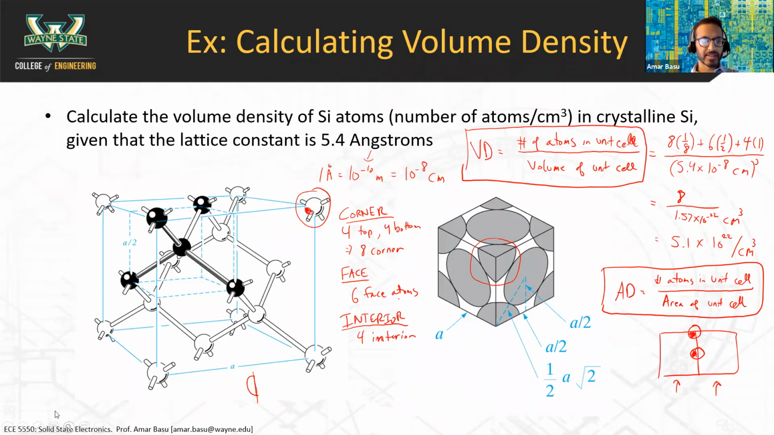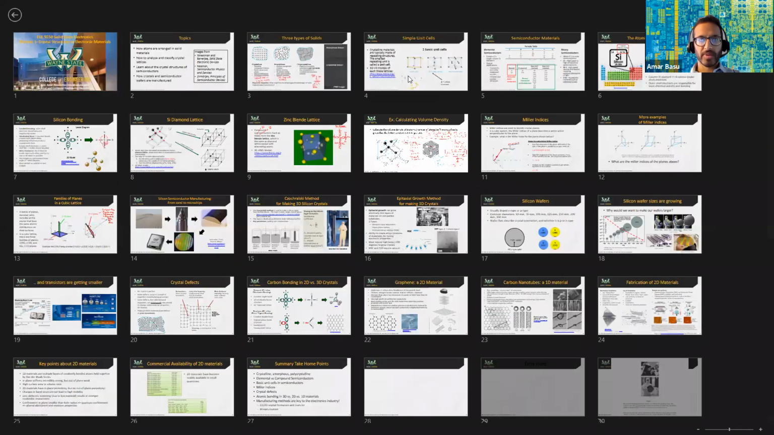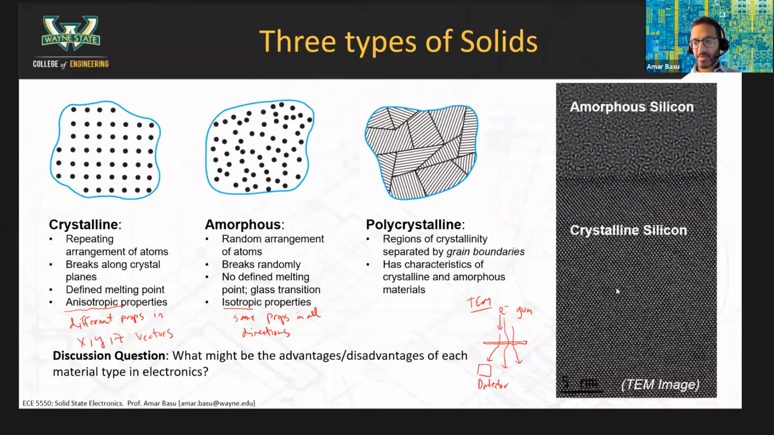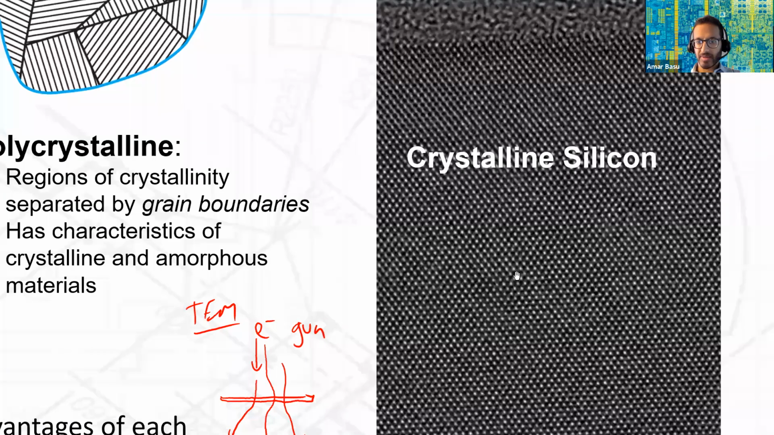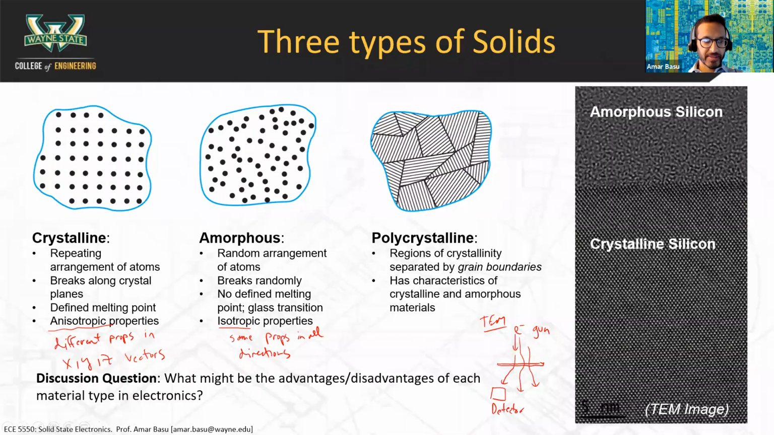That's a silicon lattice. And just as another point from last time, this was a TEM image of crystalline silicon, where each atom is nicely bonded to 4 other atoms around it, and is a very repeatable and beautiful crystal lattice.